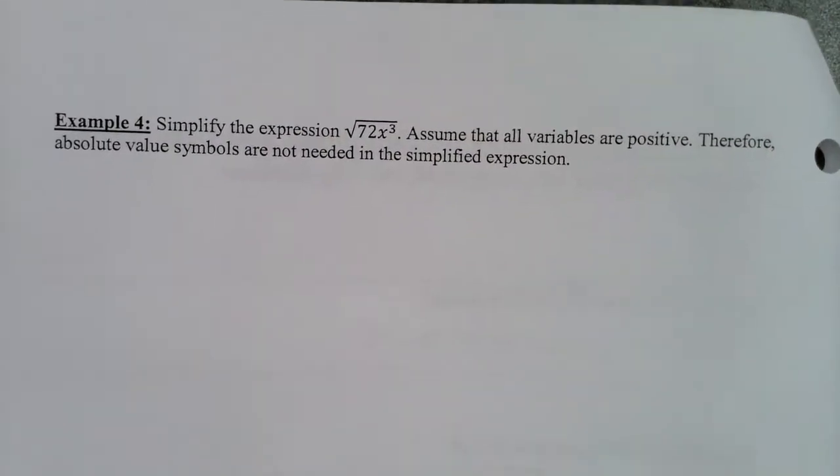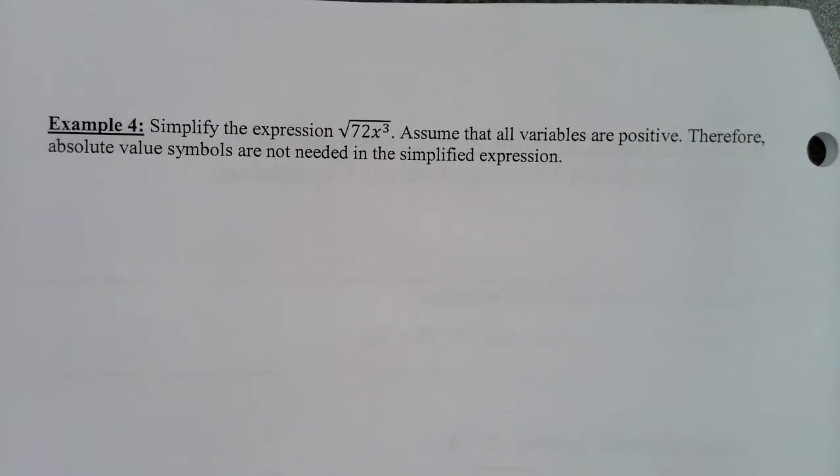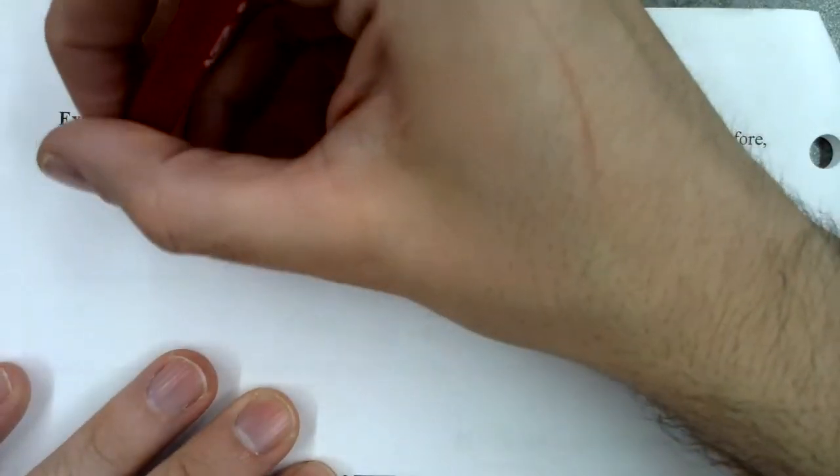Simplify the expression, the square root of 72x cubed. Assume that all variables are positive. Therefore, absolute value symbols are not needed in the simplified expression. So in lesson 1, we learned about when you have to include absolute value symbols. But now the problems are saying just assume that they're all positive. So you don't have to include absolute value symbols for the variables going forward. Some of this is review. I think this one and the next one are kind of review, but that's okay.